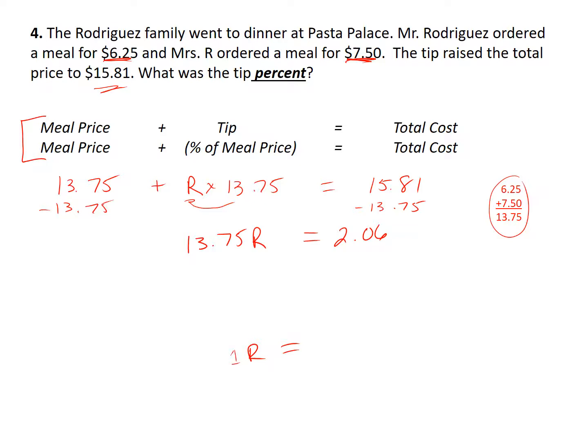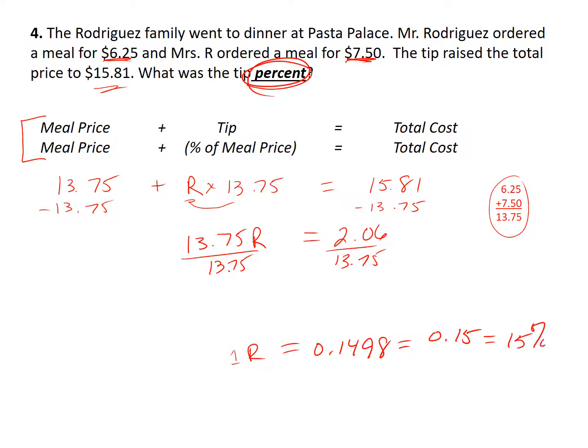So I'm going to remember any number divided by itself gives me 1. So I'll divide this by itself. To keep them equal, I divide the other side of the equation by the same number, and I end up with a rather ugly little 0.1498. And I'm going to round that to just 0.15. And then since they're asking for the percent, I want to express this as a percent, which is 15%. Done.